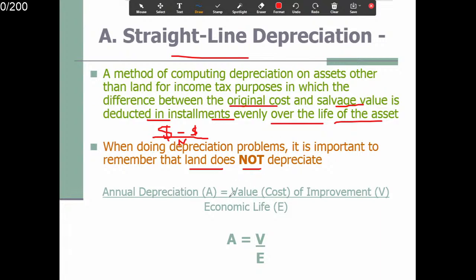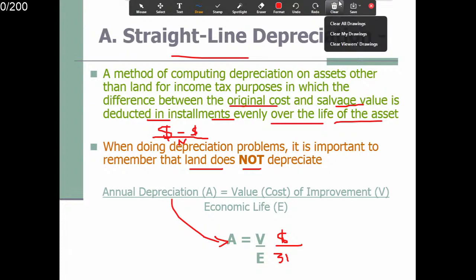So annual depreciation is equal to what? The value, the cost of the improvement, divided by economic life. Economic life is typically 30 years to 31 years. Value is how much you pay for it. So this is your depreciation amount. This is the amount you can deduct each year, the difference divided by the number of years.